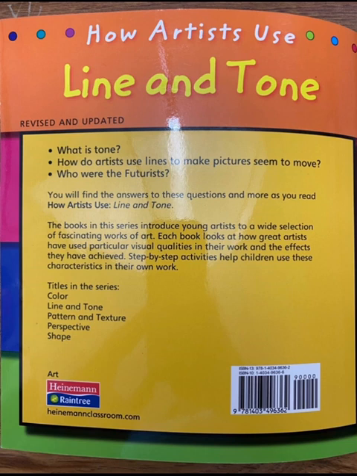And I have the whole set. So I'll be reading the other ones to you in the near future. And I want to check out, so I really love these books, what other ones they have. It says these books in this series introduce young artists, that's you, to a wide selection of fascinating works of art. Each book looks at how great artists have used particular visual qualities, elements, and principles of art in their work and effects that they have achieved. Step-by-step activities help children use the characteristics in their own work. So other titles in the series are color, line and tone, pattern and texture, perspective and shape. And I have them all.